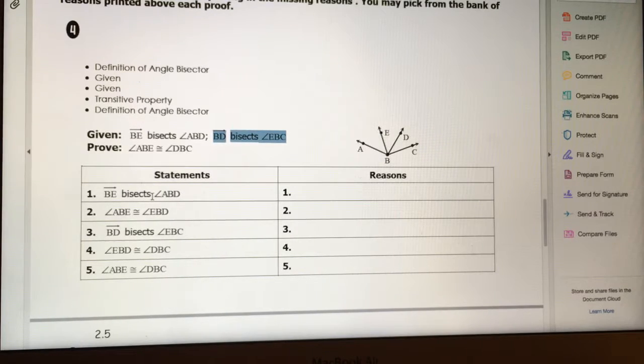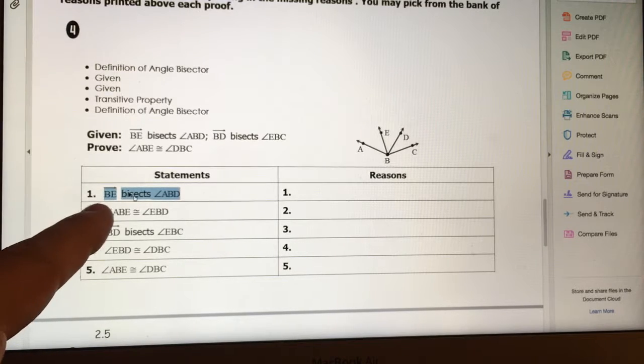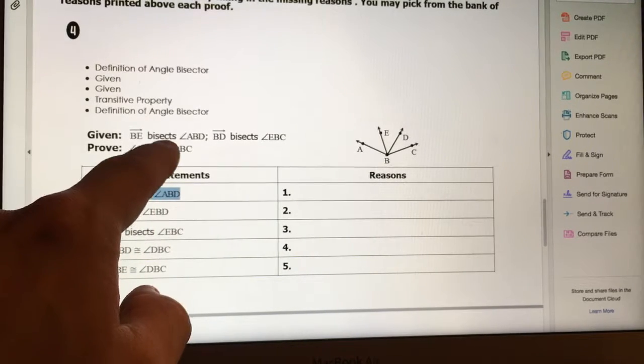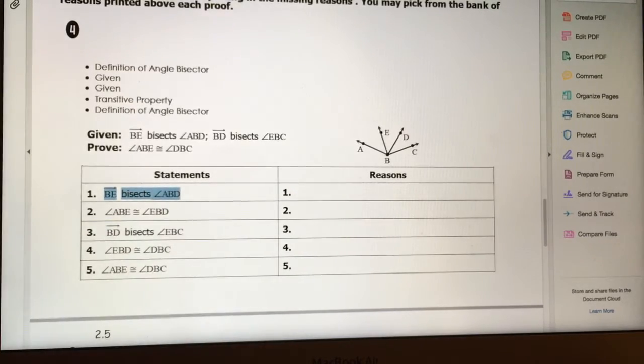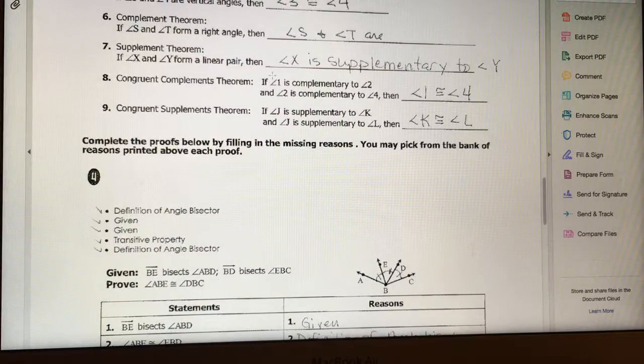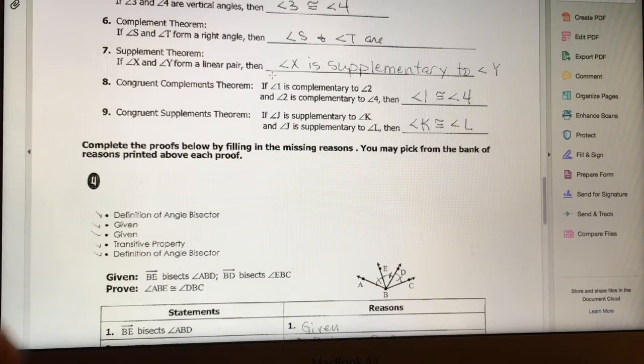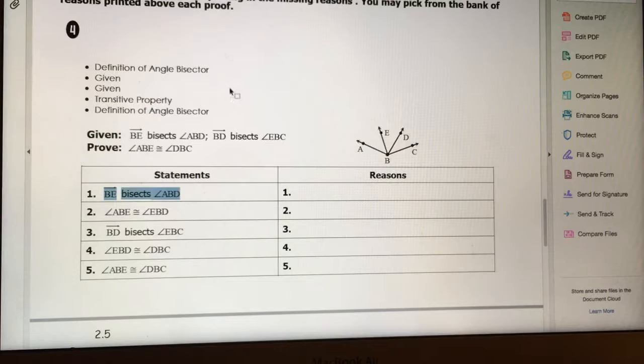So, here we go. What allows us to say that ray BE bisects angle ABD? Well, the first step is always going to be given, and it is written right here next to given, so that's what allows us to make that conclusion. So, it was given. Right down here at the bottom.